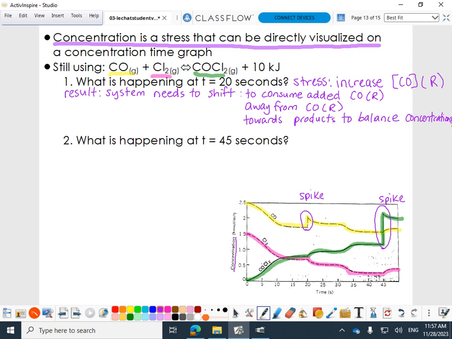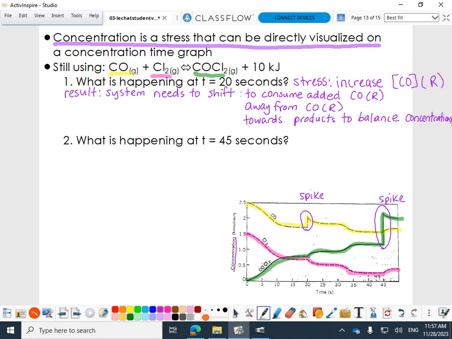Okay, so all of those are the same thing. To consume the added reactant, shift away from the reactants, towards the products to balance the concentrations. Which would be a shift right or shift forward. And none of that we have to do using the graph. The only thing we needed here was to see the stress.